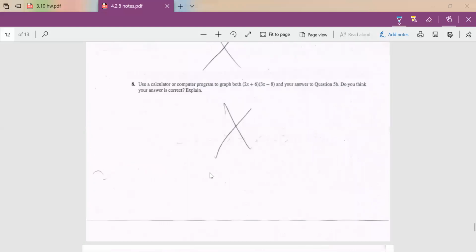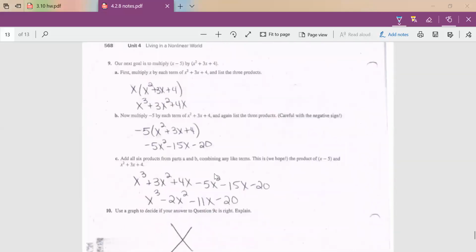All right. So we're going to skip through 7 and 8. And now question 9 is a trickier problem. And we're going to multiply a binomial by a trinomial. So this is working you through the steps of what to do. So question A says multiply x by each term of this. So basically we're taking this x and I'm just writing x times this whole second trinomial. And when you distribute it out, you get x cubed plus 3x squared plus 4x.